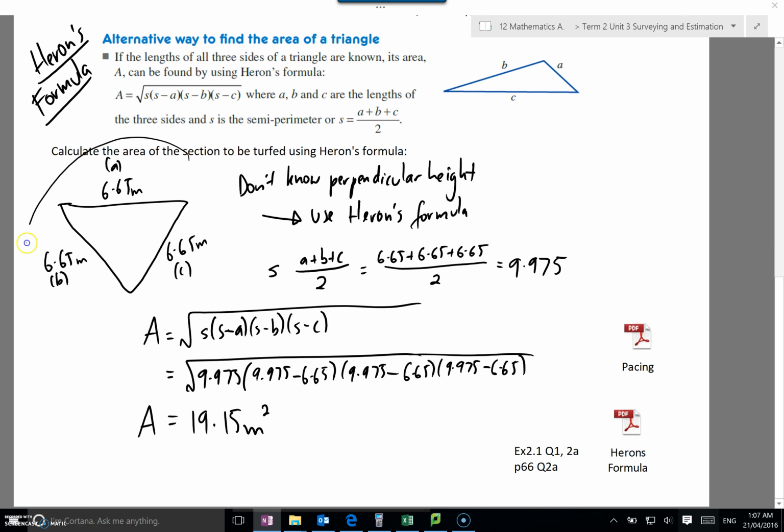So I've drawn my triangle. I just copied it from above. Since I don't know the perpendicular height, I'm using Heron's formula. I'll write something like that, some introduction, to show that I'm justifying my procedures, that I know what's going on. First, I need to find what the semi-perimeter s is. So I'll just add all the sides together and divide by 2. So 6.65 plus 6.65 plus 6.65, all divided by 2, will give me 9.975 as my s.